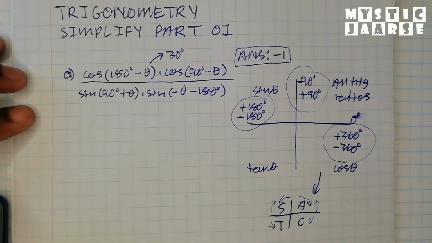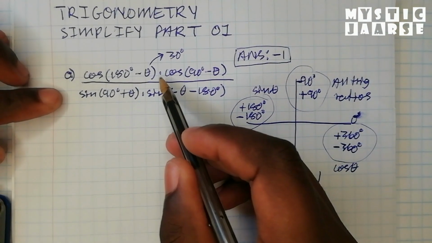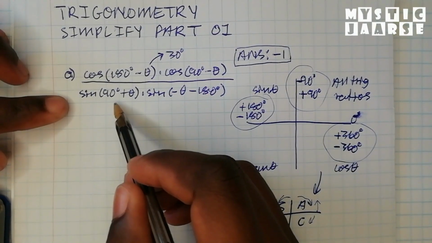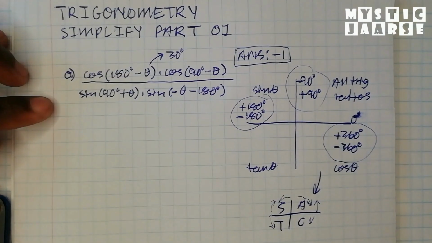So let's simplify our problem. We have cos of 180 degrees minus theta times cos of 90 degrees minus theta, all divided by sine of 90 degrees plus theta times sine of negative theta minus 180.